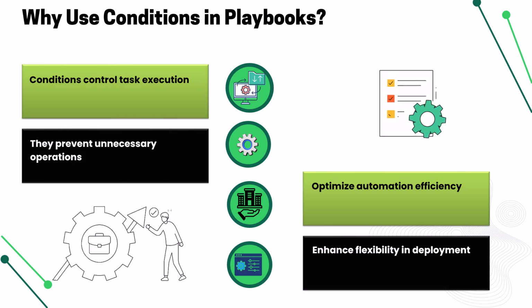Imagine pressing a switch that only lights up when needed. Conditions in Ansible do just that. They allow tasks to run only when required, avoiding extra work and boosting efficiency. By optimizing automation, we ensure playbooks aren't blindly running tasks like overeager interns. It's all about working smarter, not harder.